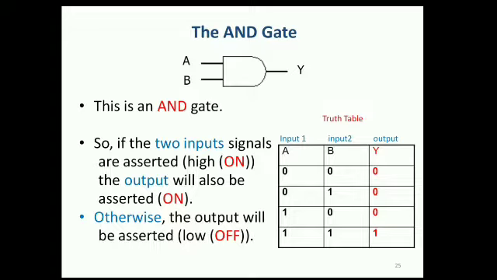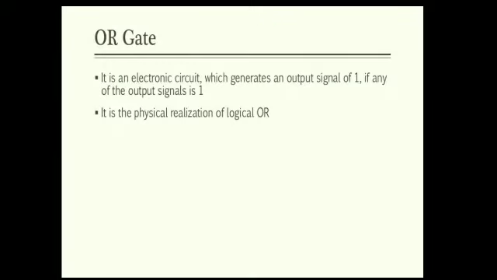We can understand that later. The next gate is the OR gate. It is again an electronic circuit which generates an output signal of 1 if any of the input signals is 1. You can recall that in the case of the AND gate, the output is 1 only when all the inputs are 1. Whereas in the case of the OR gate, if any of the inputs is 1, then the output is 1.